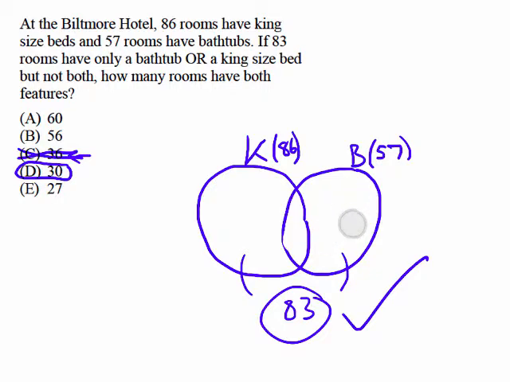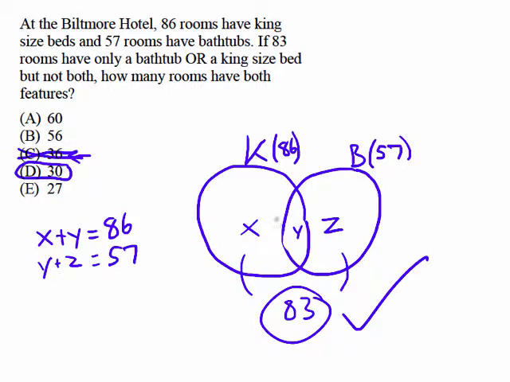What you need to know if you're going to do algebra here is that you can fill in x, y, and z into this Venn diagram, and then we can write the following equations. We can say x plus y equals 86. We know that's true because that's all this circle, x and y. Y plus z, the right-hand side circle, that's going to be 57. Y plus z equals 57. And then I know, because the question told me, x plus z equals 83. What I'm trying to find is y. Y is how many rooms have both features.